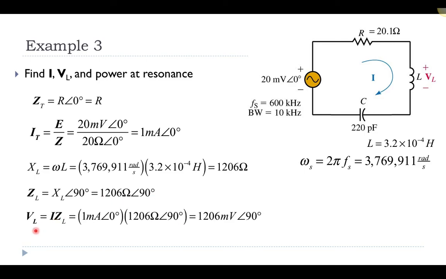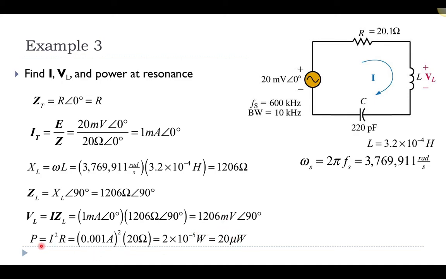And then I can calculate what the voltage is across the inductor, which is just the current in the circuit, so the series circuit, times the impedance for the inductor, and I get 1,206 millivolts at a phase angle of 90 degrees. I left it in millivolts on purpose so that we could see that even though we have 20 millivolts for the source, we can still have a really very large voltage across the inductor compared to that source.